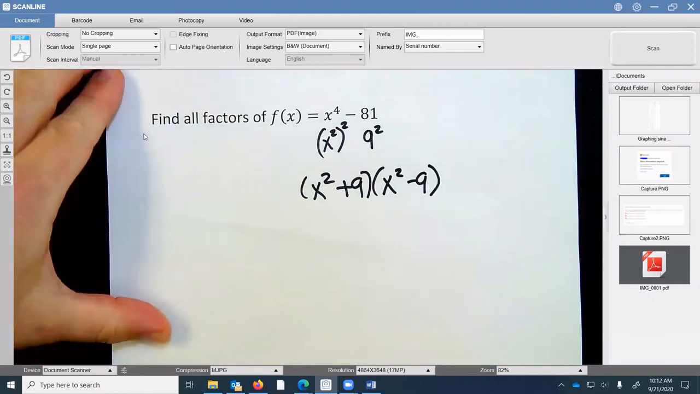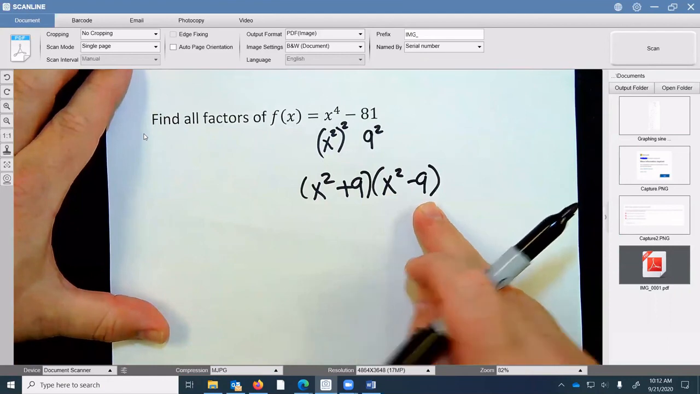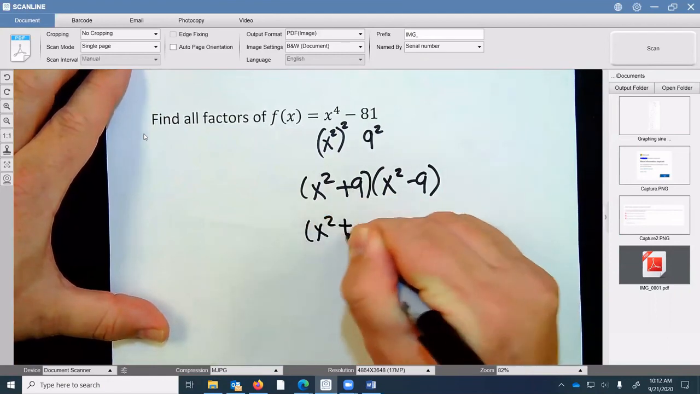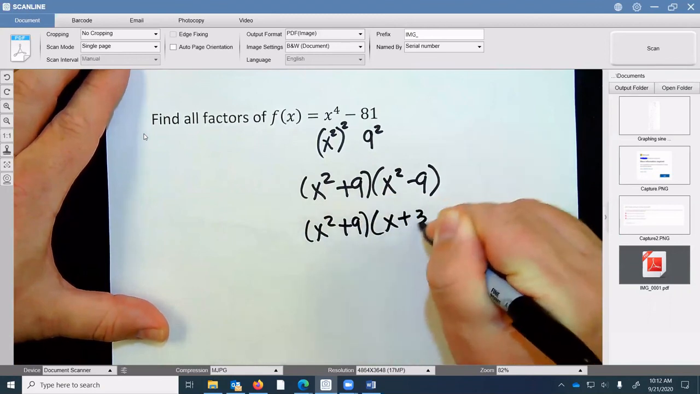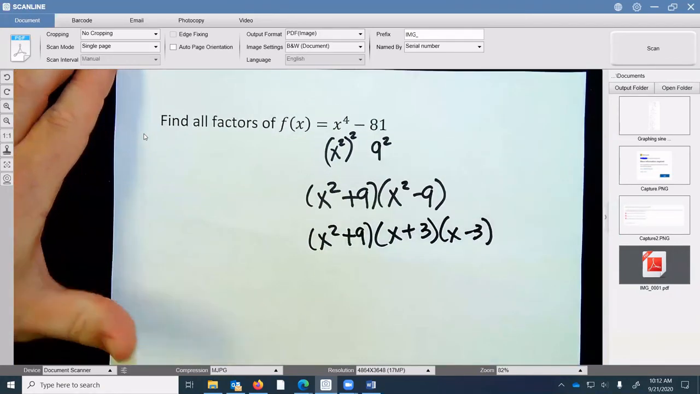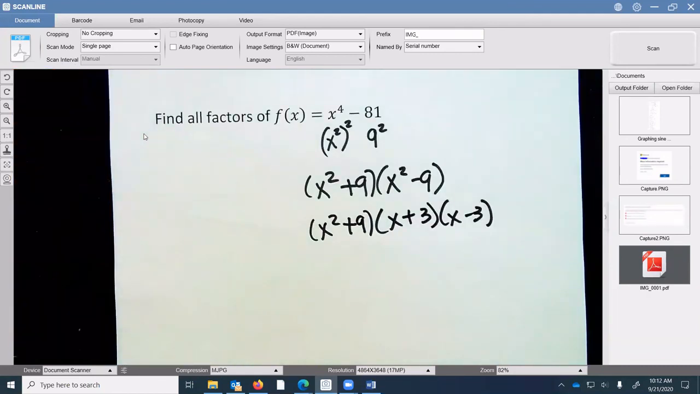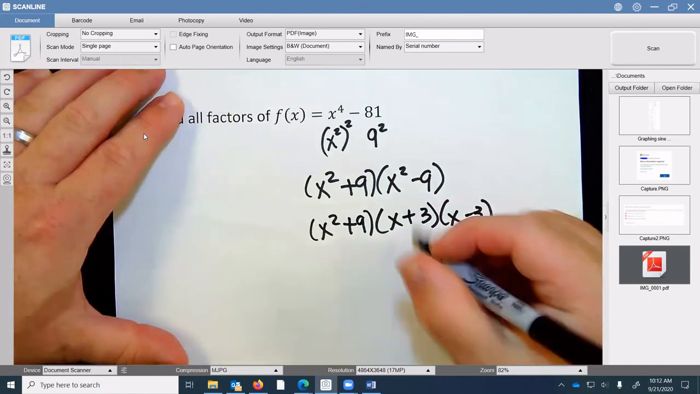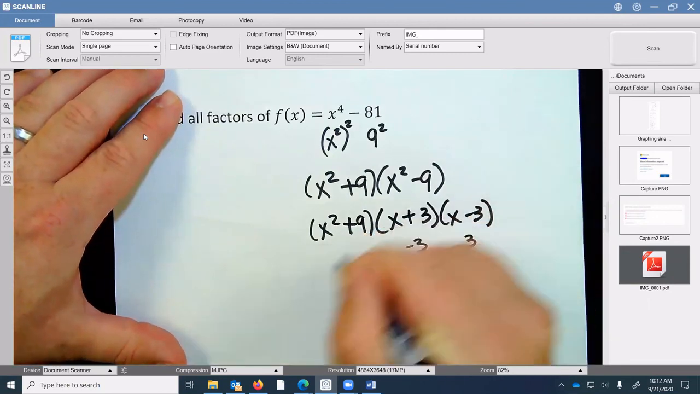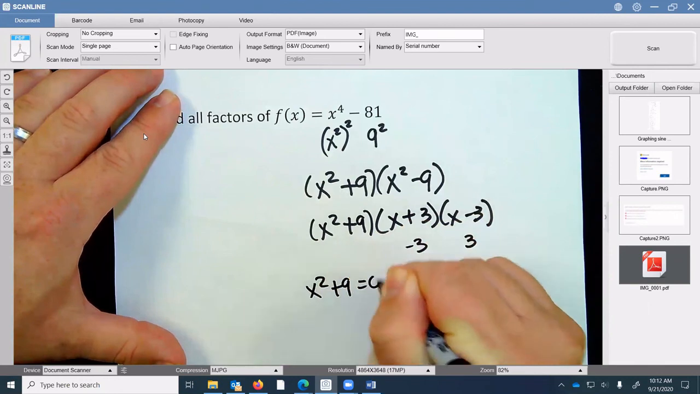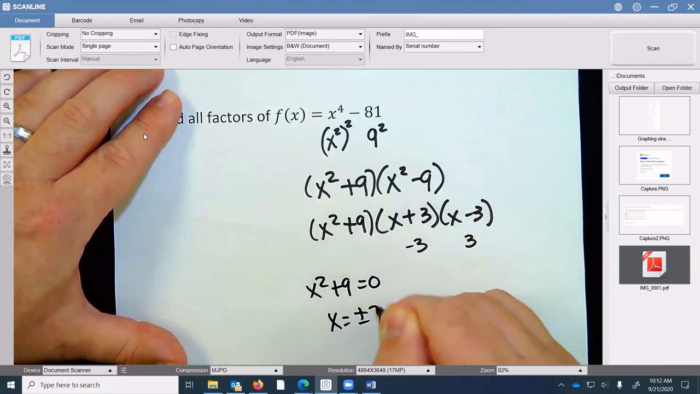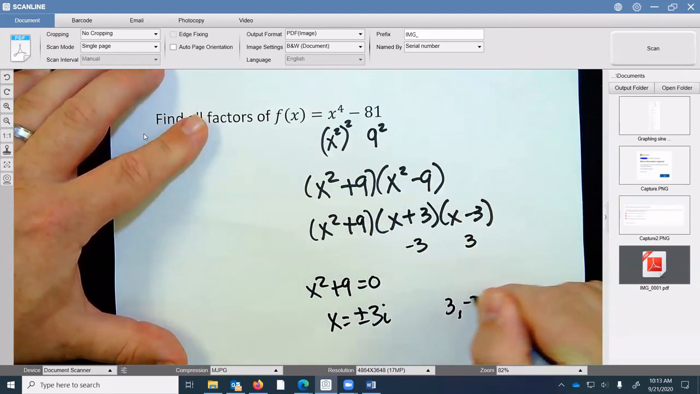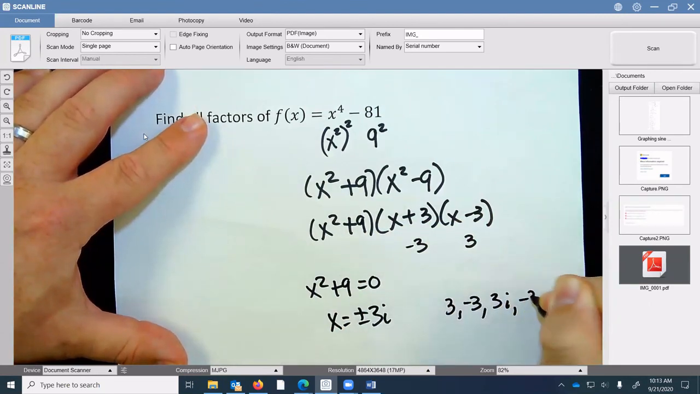And then if I look here at x squared minus 9, what do I have again? I have the difference of perfect squares again. X plus 3, x minus 3. So if you recognize the difference of 2 perfect squares as a factoring method, this factors in 10 seconds, literally. You don't even have to think, oh, done. Okay, so negative 3, 3, set that equal to 0. Subtract 9, take the square root, I get plus or minus 3i. And so 3, -3, 3i, -3i.